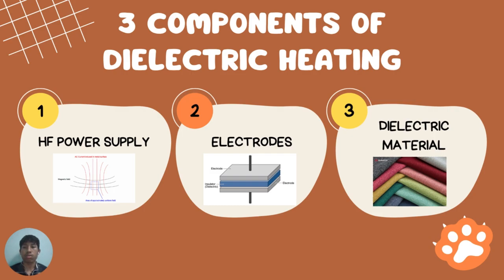Okay, so there are three main components that we need to consider when performing dielectric heating. Number one is the high frequency power supply, which generates the required alternating field for the electrode. Second is the electrodes, two poles that are used to apply the field to the material. And last is the material itself, which must be a dielectric or non-conductive material such as wood, plastic, or textiles. And that's it on the brief introduction of dielectric heating. Thank you.